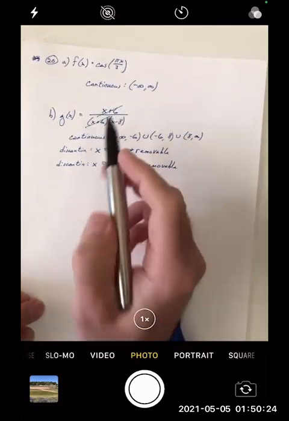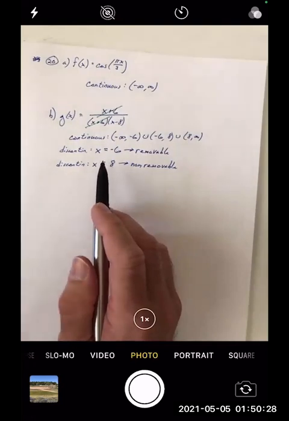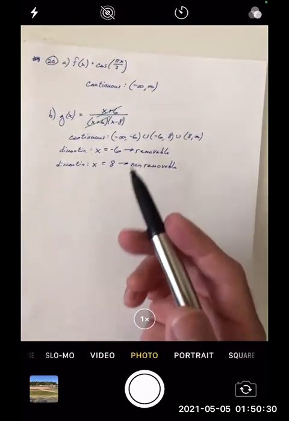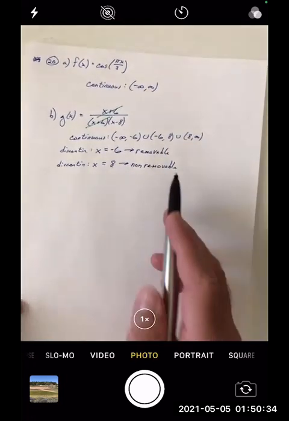So whichever factor cancels out, its 0 is the removable discontinuity. And whichever factor didn't cancel out, its 0 is the non-removable.